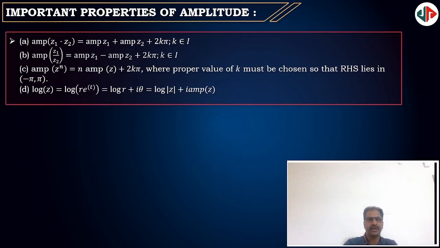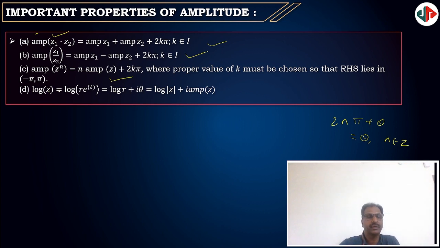Next, what are the properties of amplitude? Till now we discussed properties of modulus. These are properties of amplitude. Amplitude of z1 into z2 is amplitude z1 plus amplitude z2 plus 2k pi, where k is an integer, because we know that 2n pi plus theta is same as theta if n is any integer. Similarly, amplitude of z1 by z2 is amplitude z1 minus amplitude z2 plus 2k pi, where k is an integer. Next, amplitude of z power n is n times amplitude of z plus 2k pi.